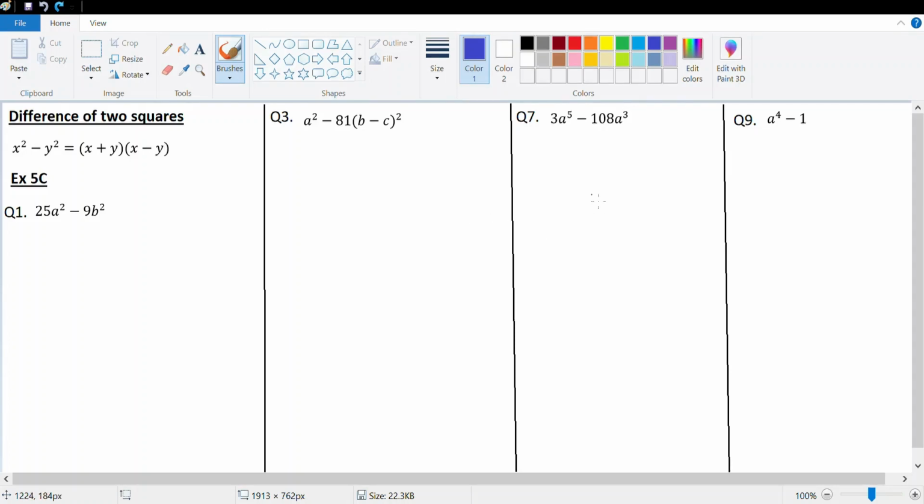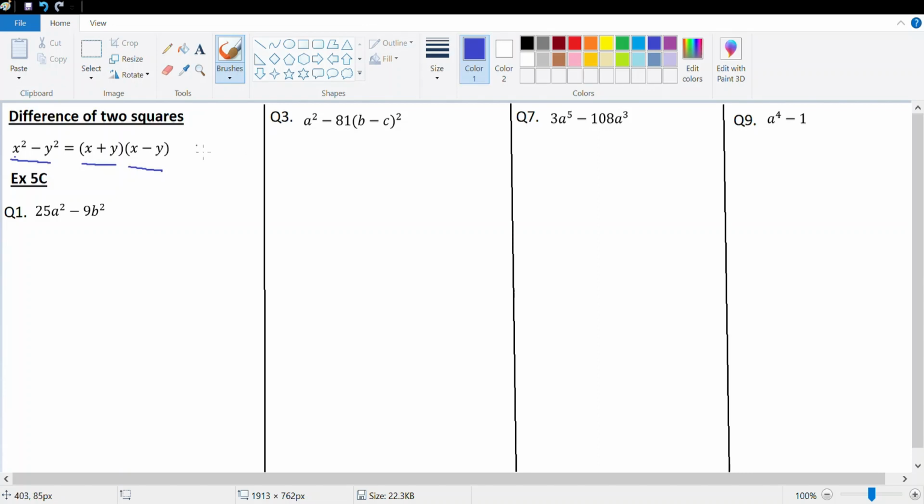Hi guys, let's start a new exercise, exercise 5C. So we are basically trying to do factorization. So a term which we are trying to factorize. This exercise involves difference of two squares, which means x square minus y square. And we know that x square minus y square can be written as (x plus y) into (x minus y).